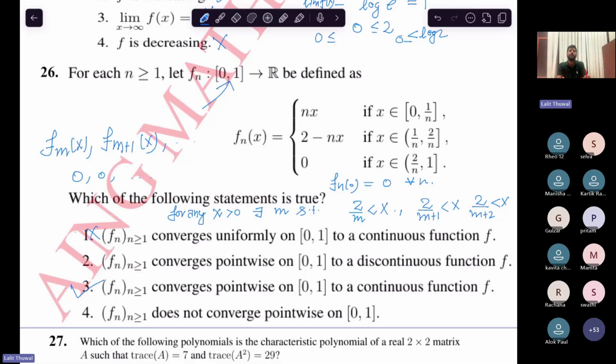And let me tell you another way to check whether it's uniformly convergent or not. If it converges uniformly, then the sequence f_n(1/n) converges to f, and the limit of 1/n, which is f(0). But f(0) is 0, right? But for this sequence f_n(1/n), you get 1 every time, right? Because you put 1/n in place of x. Then that converges to 1. So it means this convergence cannot be uniform.